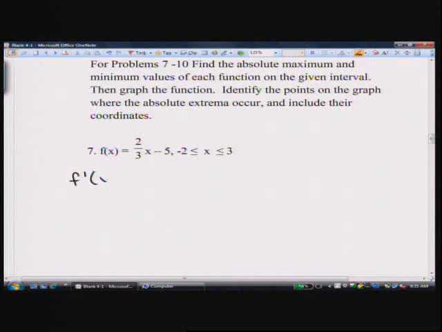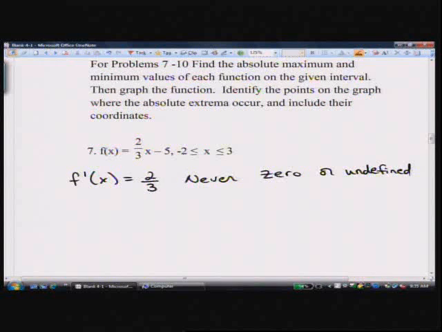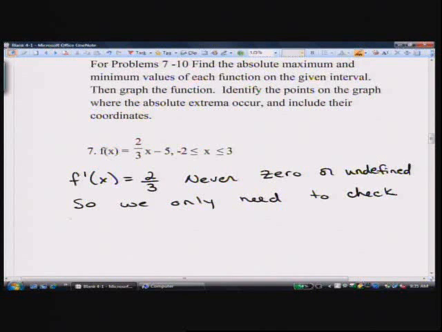F prime of x is what? It's equal to 2/3. So it's never 0 or undefined, right? So we don't get to do anything with that one. So we only need to check what? And were the endpoints critical points as well? No, they're just going to be endpoints. Only need to check the endpoints.